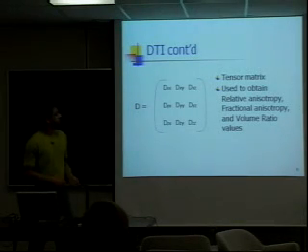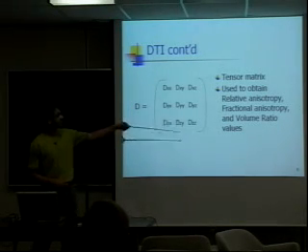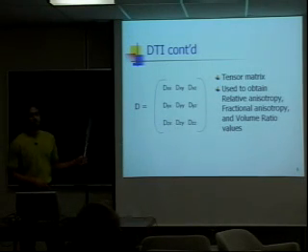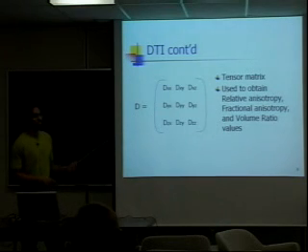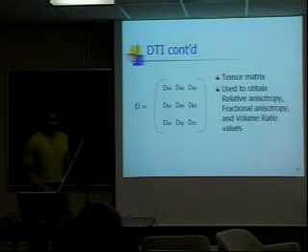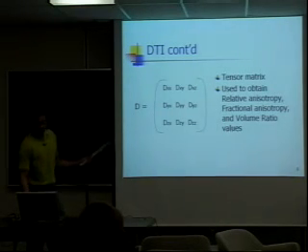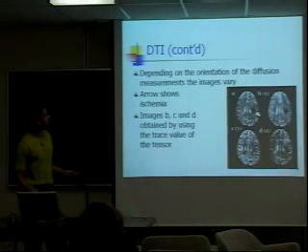Using this matrix, you can get relative anisotropy, fractional anisotropy, and volume ratio values. There are other values you can obtain, and there's lots of research ongoing in this. I'll now explain how these values are important.